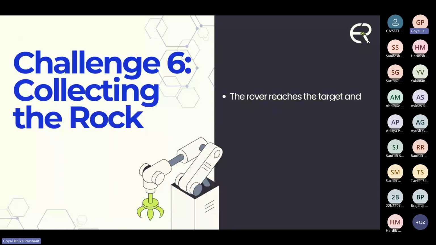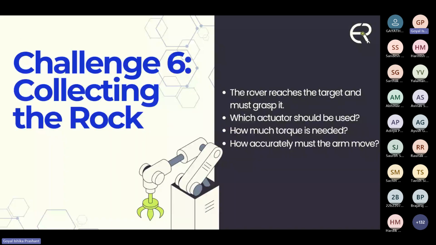Okay, let's now move on to challenge number 6, which is collecting the rock. So the rover is able to reach its target, but now it must grasp that rock. So which actuator should it use? How much torque will be required? And how accurately must the arm move to retrieve this rock?